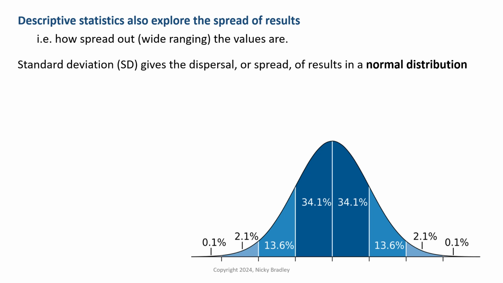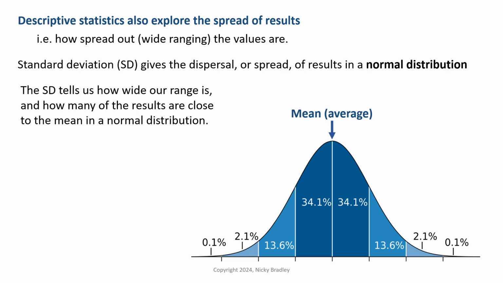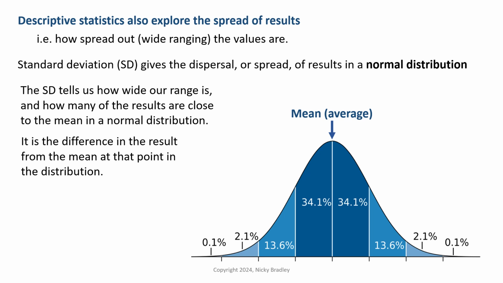You may have heard of standard deviations. Standard deviations give the dispersal or spread of the results in a normal distribution. The standard deviation tells us how wide our range is and how many of the results are close to the mean in a normal distribution. There you can see the mean in the center of that bell-shaped normal distribution. So it's the difference in the result from the mean at that point in the distribution.